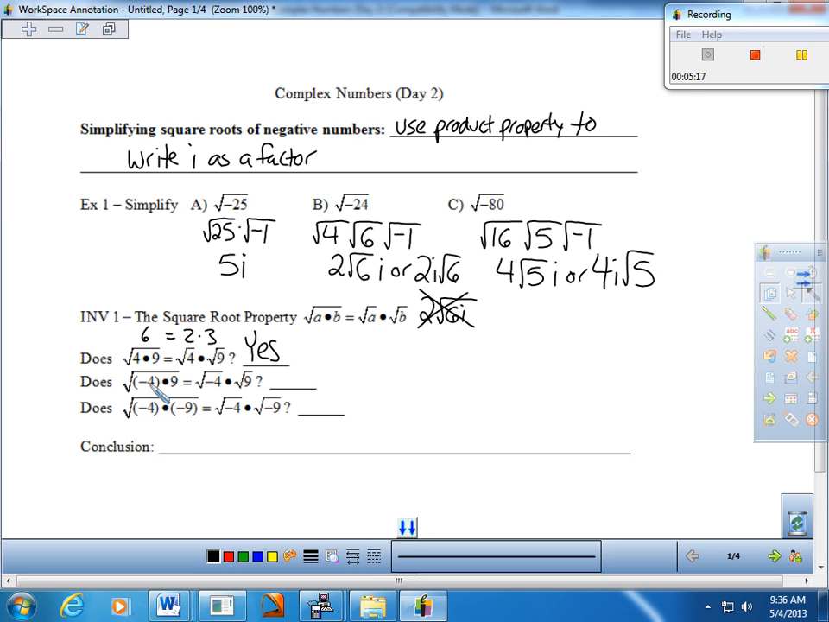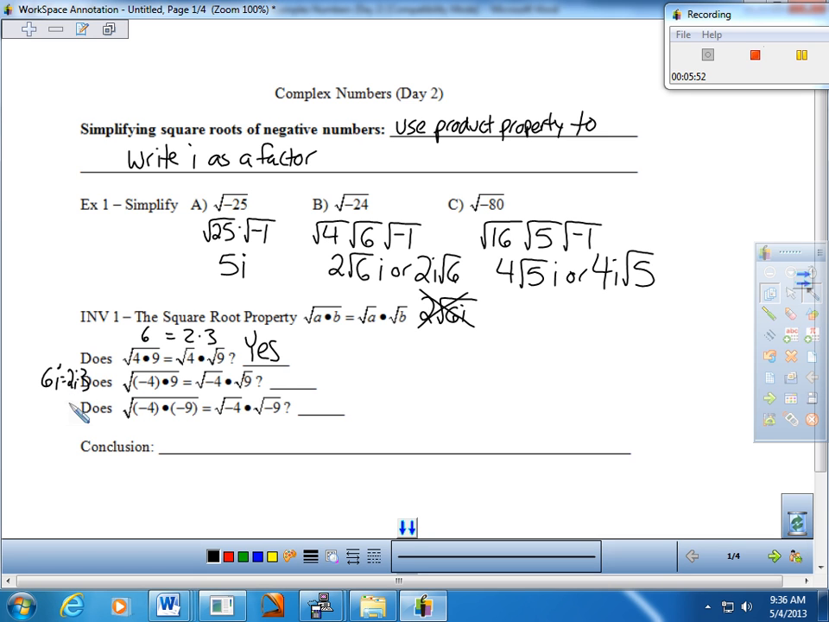Well, the next one, guys, if I look right here, the square root of negative 4 times 9, that's the square root of negative 36, which happens to be 6i. So the left side is equal to 6i, again, the square root of negative 36. And on the right, if I look at it, this would be 2i times 3. Sorry for the sloppiness there, but I think you can see it. So 2i times 3, which is also 6i.